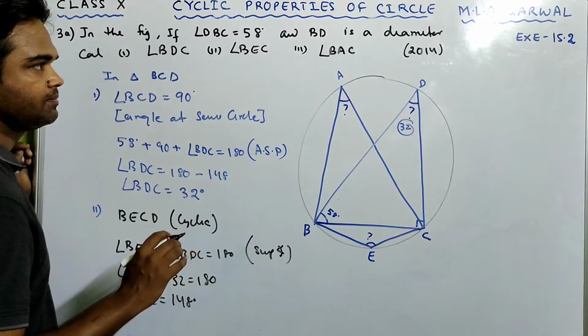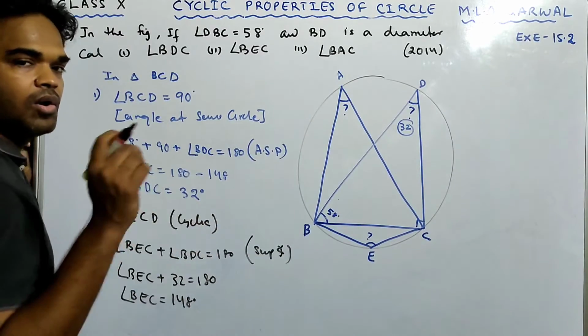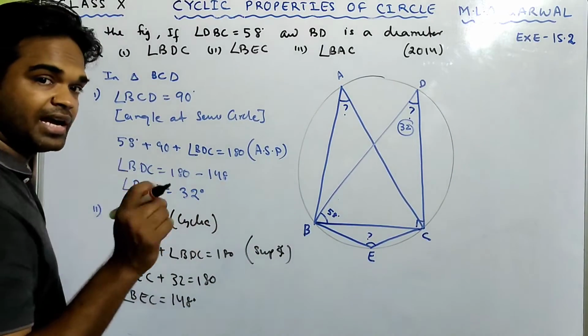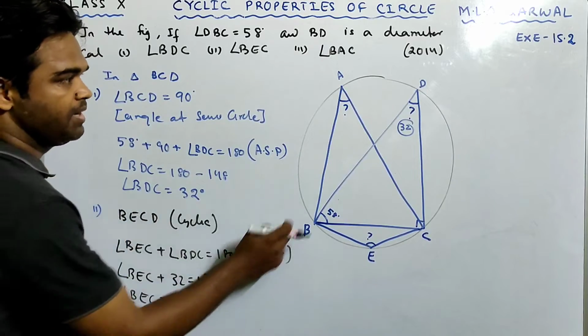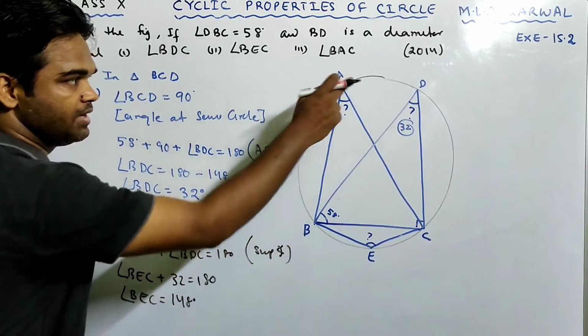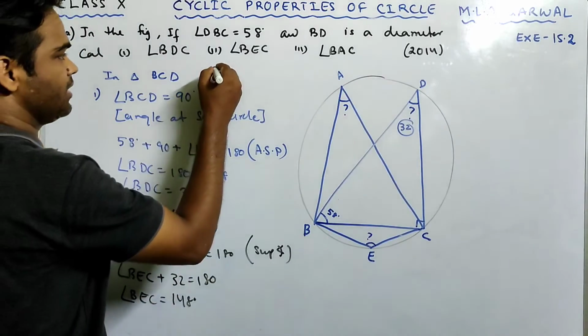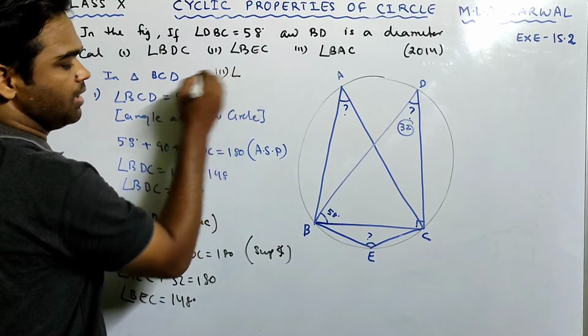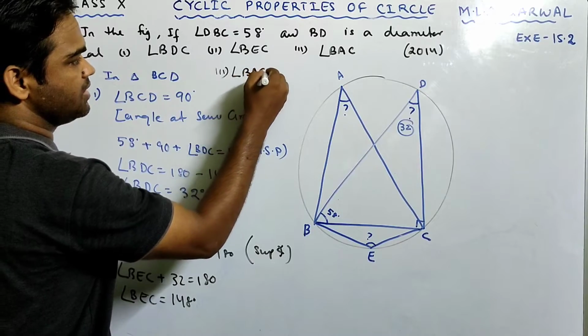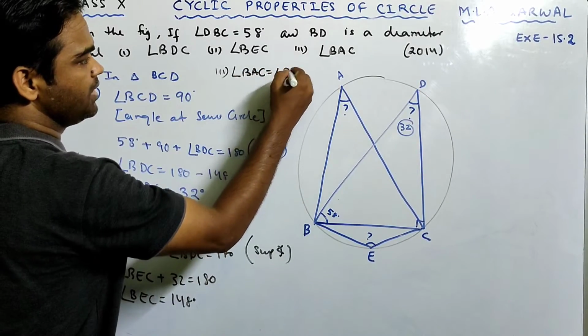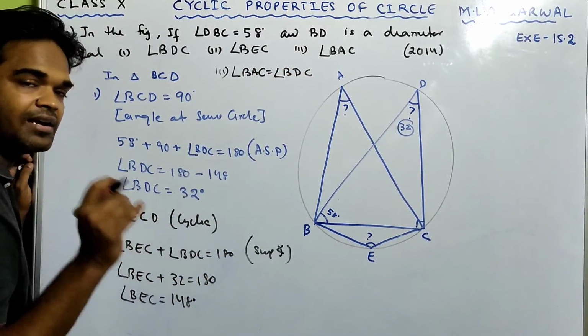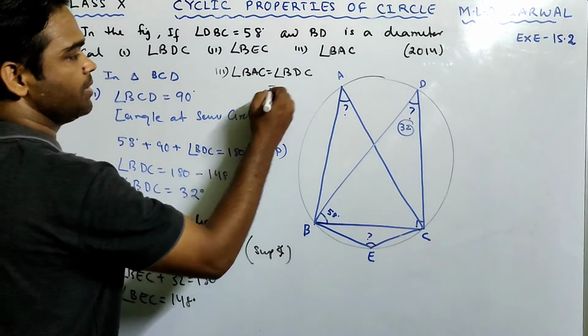The third part, BAC. Look carefully, angle property. Angles in the same segment are equal. BAC and BDC will be equal because they are in the same segment. We have done this. Angle BAC is equal to angle BDC. Why? Angles in the same segment. So BDC is how much?